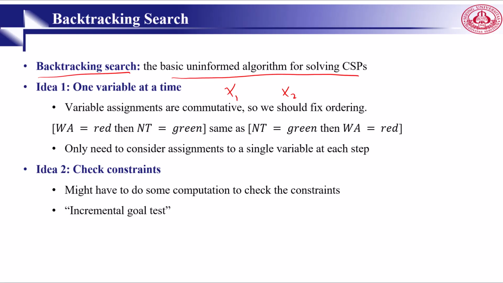If WA is red, for example here, then NT can be green. We consider a fixed combination for the assignment. This is like NT green, then WA red. And while we are going forward, we strictly take care of the constraints. We consider only values which do not conflict with previous assignments. In this case, we might have to do some computation to check the constraints. DFS with these two improvements is called backtracking search. Backtracking search is an improved DFS.